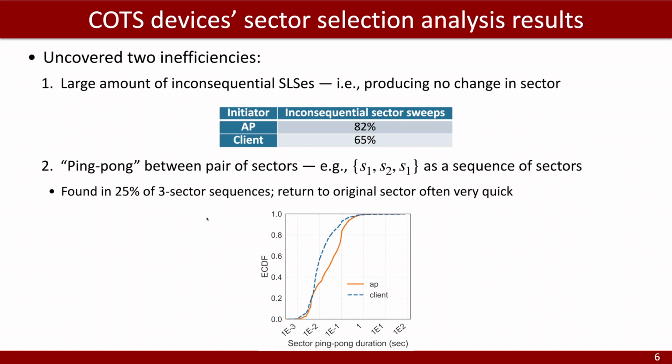Second, we found hopping between pairs of sectors, or ping-ponging, to be common. In fact, 25% of three-sector sequences are of the form S1, S2, S1 again. The return to the original sector is often very quick, occurring in 10 milliseconds or less, 35% of the time for the AP, and 60% of the time for the client. Therefore, it is questionable whether a good percentage of these sector changes are indeed justifiable.